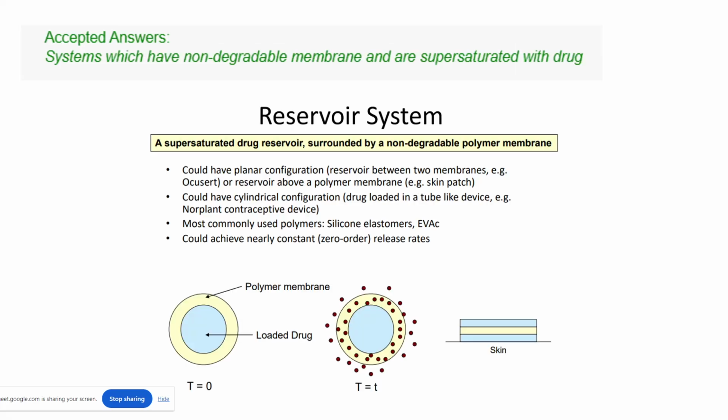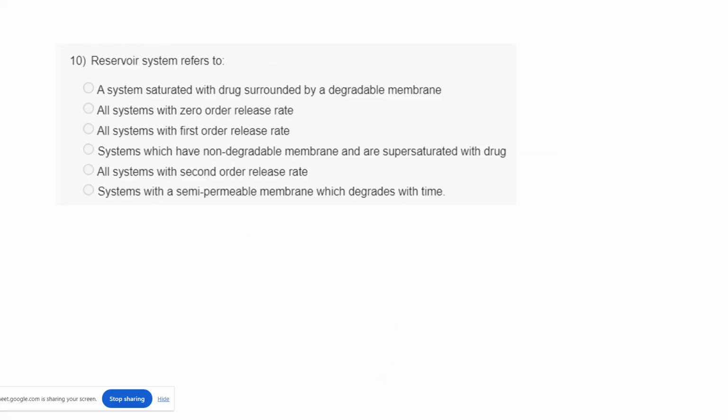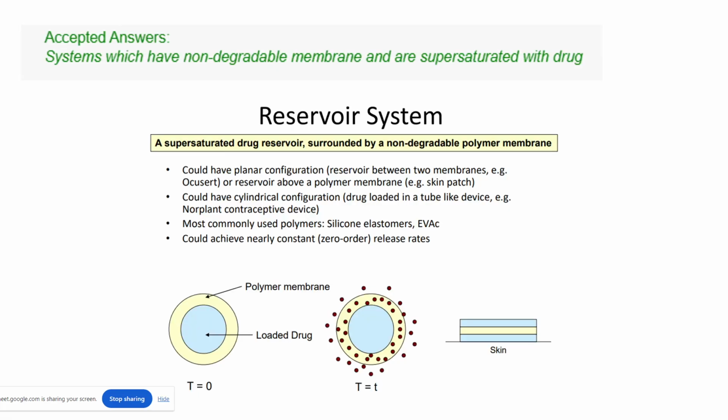Okay, most of you are correct. It's option D: systems which have non-degradable membrane and are supersaturated with drug. So this is the basic definition: a supersaturated drug reservoir which is surrounded by a non-degradable polymer membrane, and it could have a planar configuration, or a cylindrical configuration. Most commonly used polymers are silicone elastomers, and it can achieve nearly constant or zero order release rates. So the fourth option will be the correct answer.